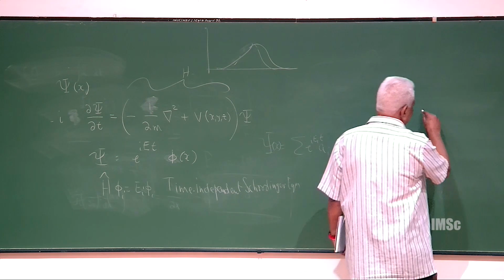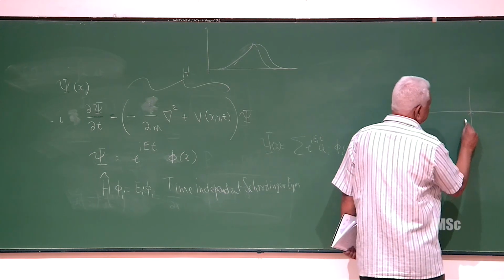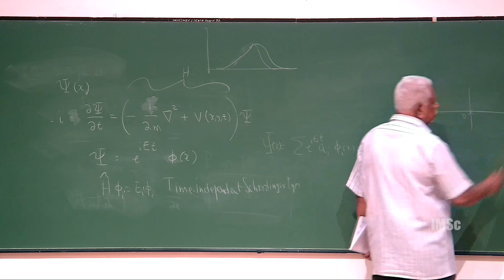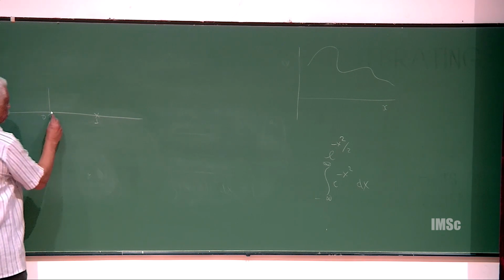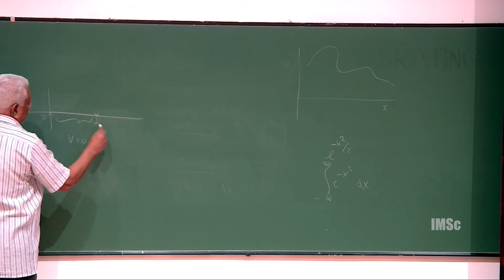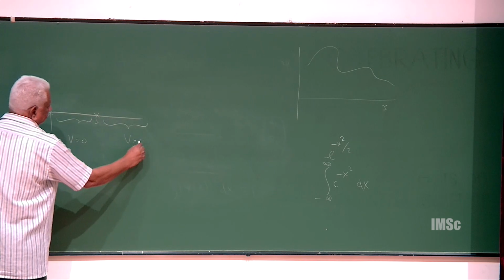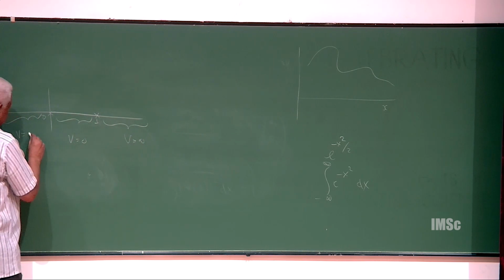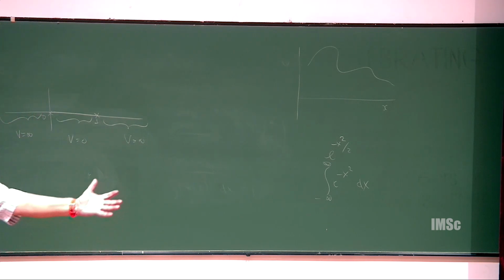So I am going to give you that picture. This is in one dimension. This is my origin. This is a point which I call the length of the box, 1 unit. And this is 0 potential. V is 0 here, and V is infinity here. V is infinity here.